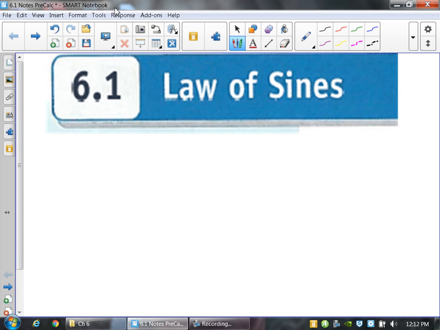You have the setup for any triangle. Law of sines deals with the angles and the sides opposite them. This is for non-right triangles. Remember, when we're doing law of sines, law of cosines, all of our angles are going to be in degrees, so make sure you have your calculator set to degrees.